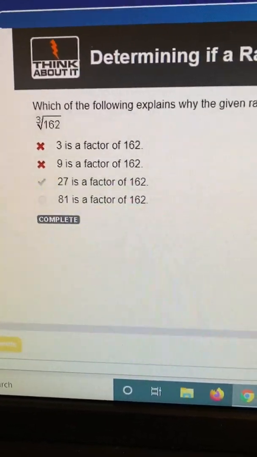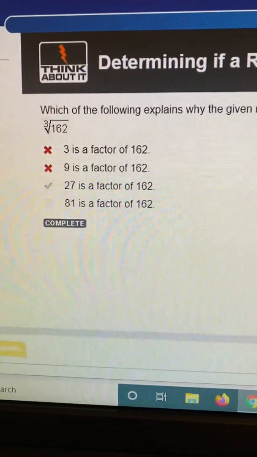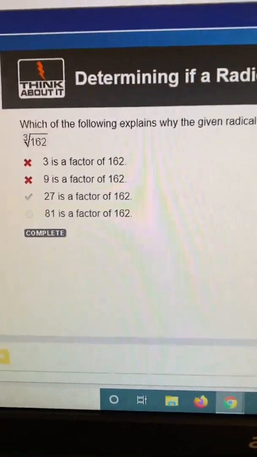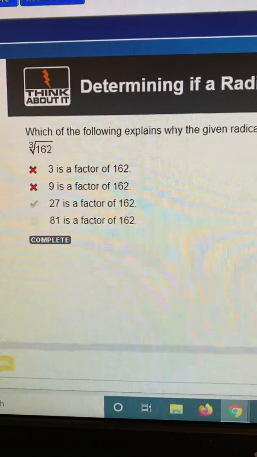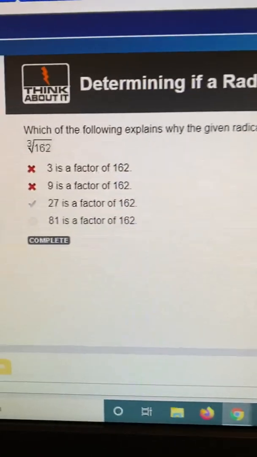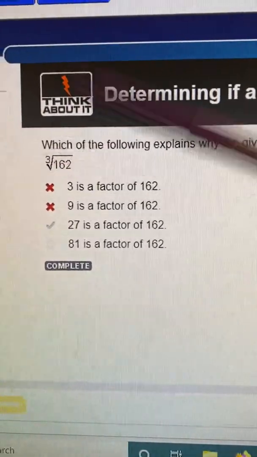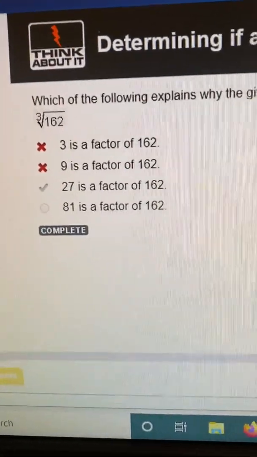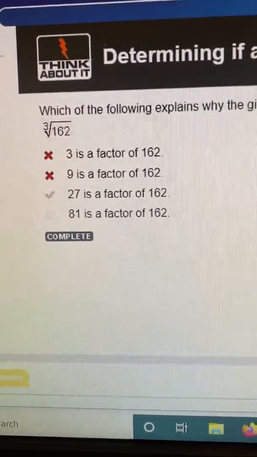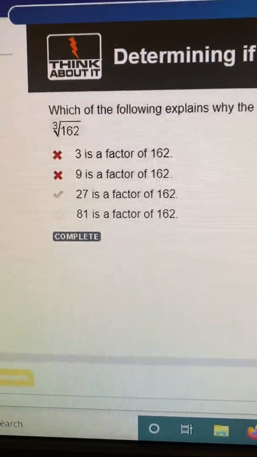Okay, Jasmine, so I pulled up your instruction video, the ones you did, and this first one says, which of the following explains why the given radical is not in simplest form? Well, this is a third root problem because of the little 3 there, and that means you're breaking that into what number could be multiplied 3 times to get 162.